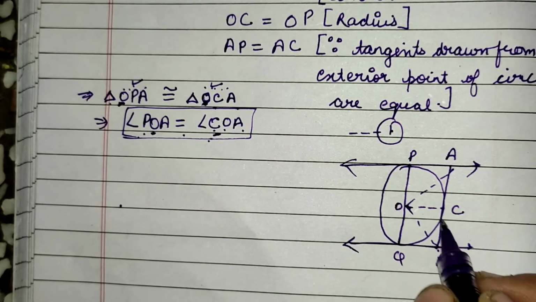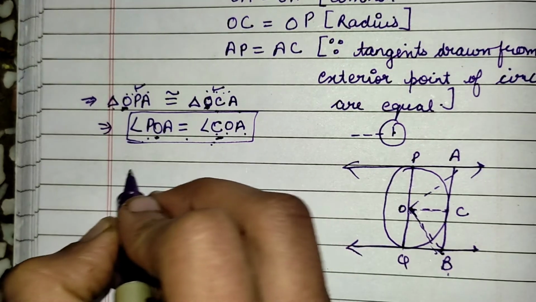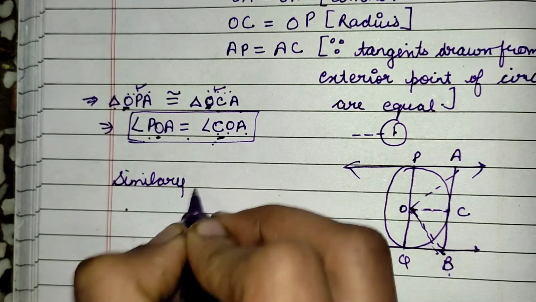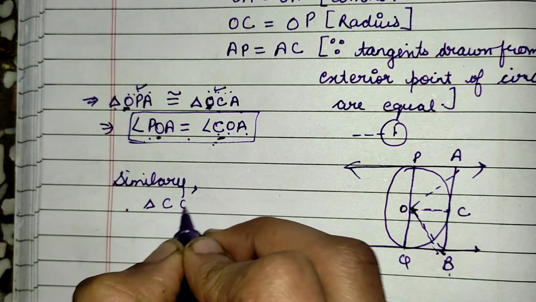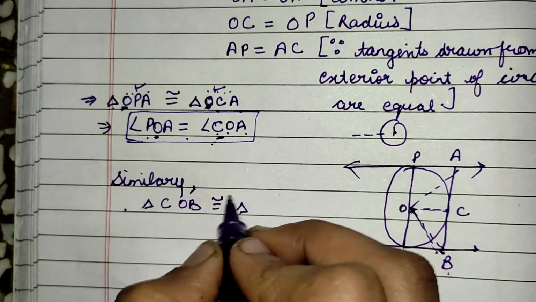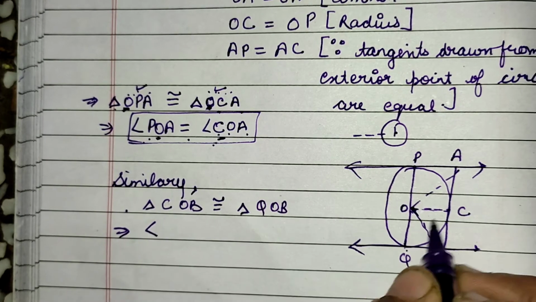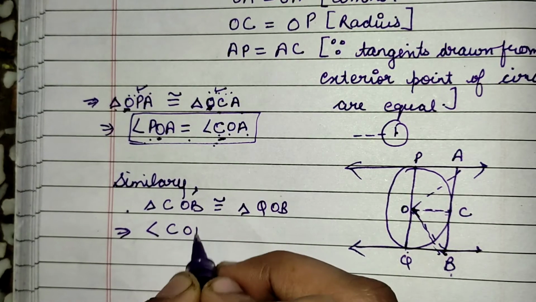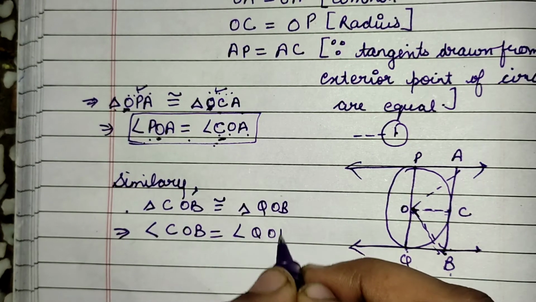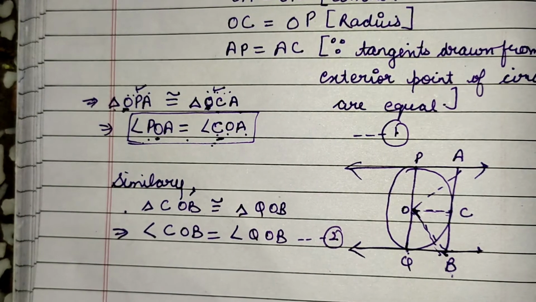Similarly, we can use triangle COB and triangle QOB. Similarly, we can say that triangle COB is congruent to triangle QOB. So what does it mean? It means that my angle COB is equal to my angle QOB. So let us suppose this is my equation number 2.